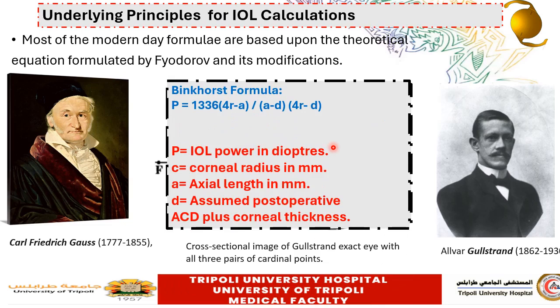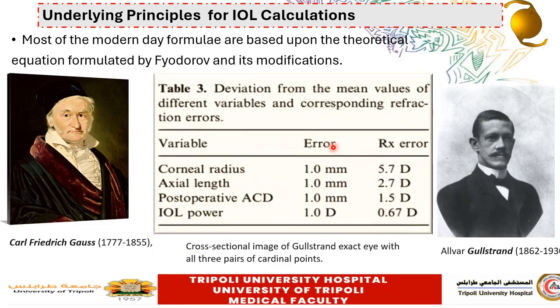And you can see also some other attempts made by Binkhorst. This is the formula of Binkhorst, which depends on different variables, including the corneal radius of curvature and the axial length, and the importance of these variables in determining the postoperative refraction state of the patients. You can see that if there is any minor error in the corneal radius of curvature of about 1 millimeter, this can create an error of 5.7 diopters of emmetropia. And any variation or error in the axial length by 1 millimeter can create an error of 2.7 diopters of emmetropia. And any error in the prediction of postoperative AC depth creates around 1.5 diopters of emmetropia, and so on.